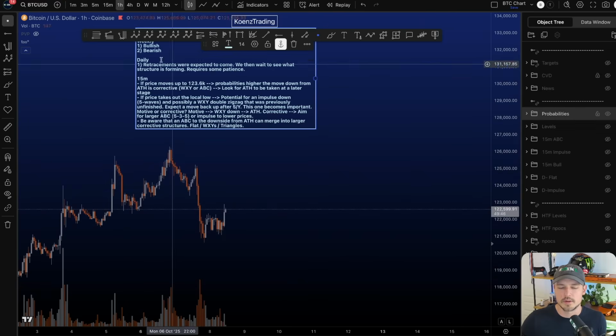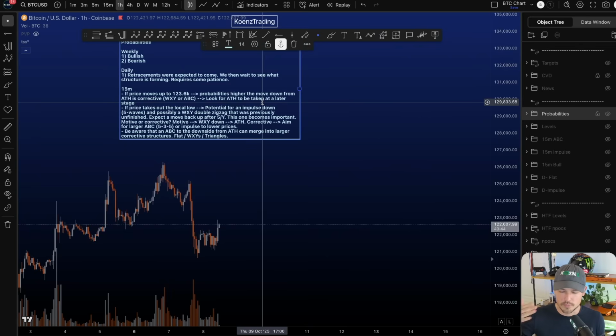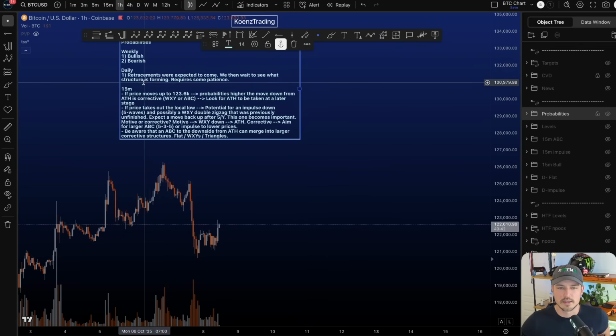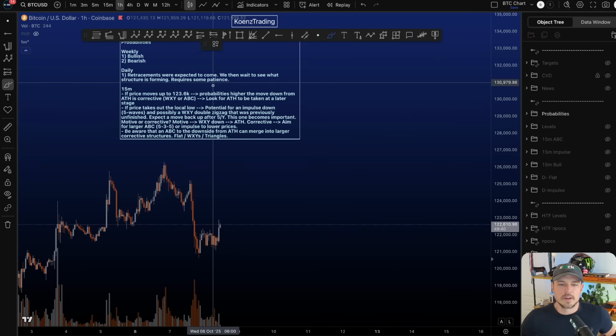So on a weekly time frame, by the way, nothing changed as per previous content. Didn't cover the weekly here. On a daily time frame, we were expecting a retracement. You can go back to the previous videos, and we were looking for 4s, 5s, and eventually a retracement is expected. So looking for a retracement, a larger range in a wave 4 preferably takes about a week.